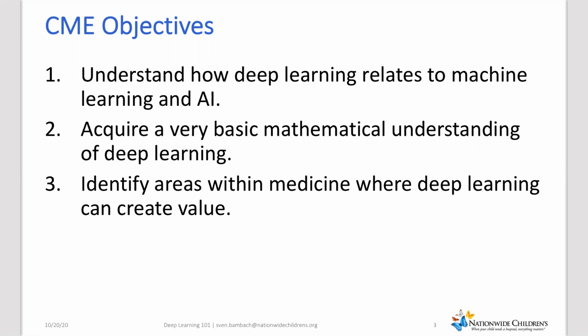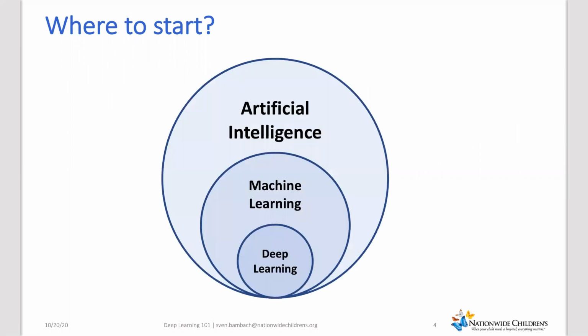So let's start with the first part, understanding how deep learning relates to machine learning and AI. It just shows roughly the idea that when we talk about artificial intelligence, we usually talk about what is called narrow artificial intelligence, which means having a computer solve a specific task in a human-like fashion. And really, machine learning is a subset of this idea of AI, and deep learning is a further subset of machine learning.